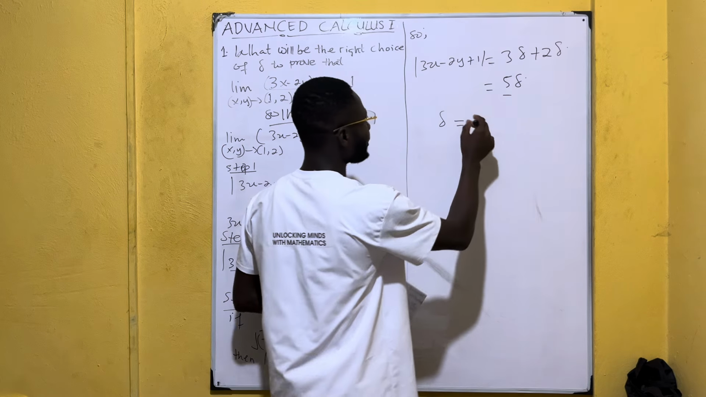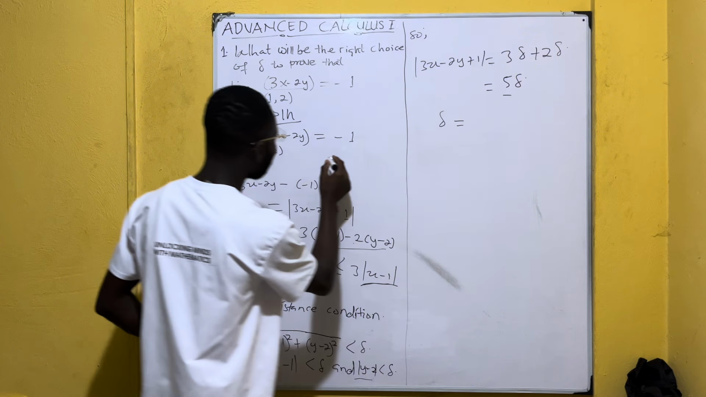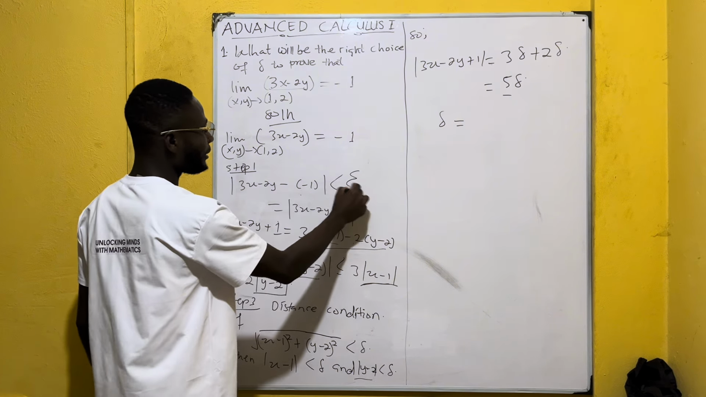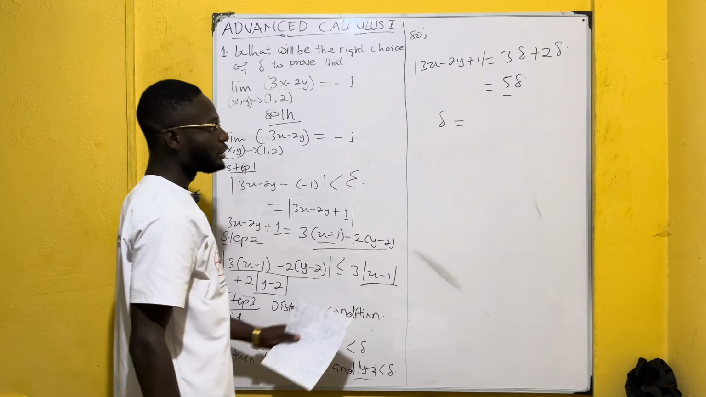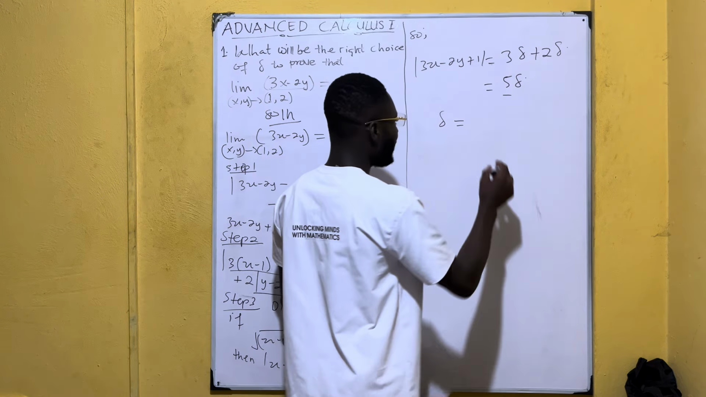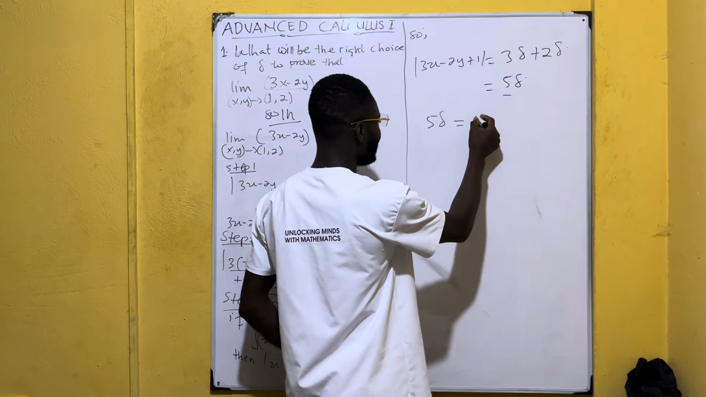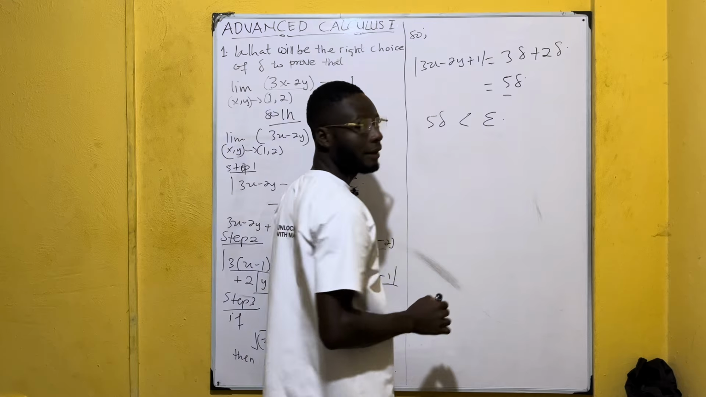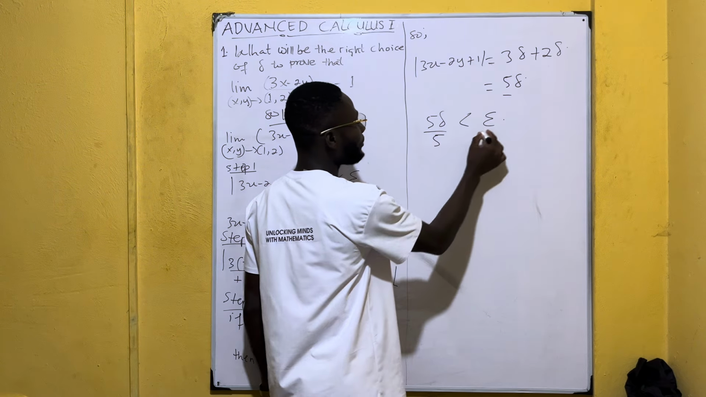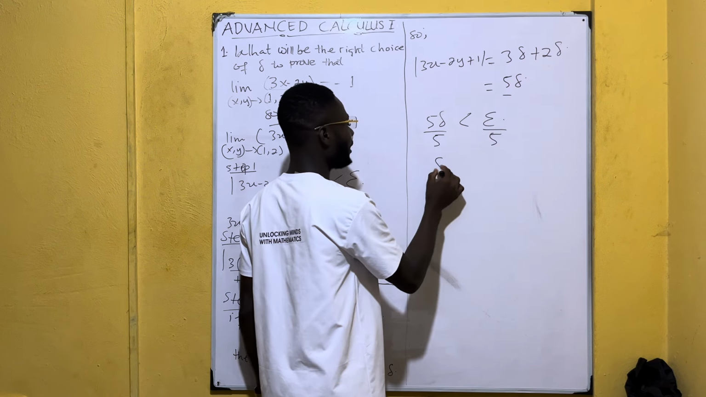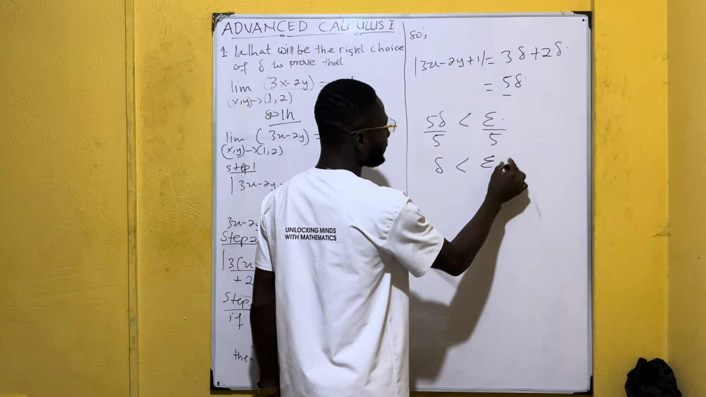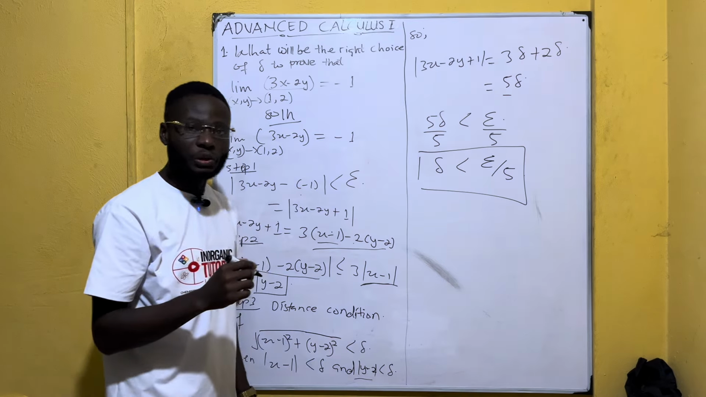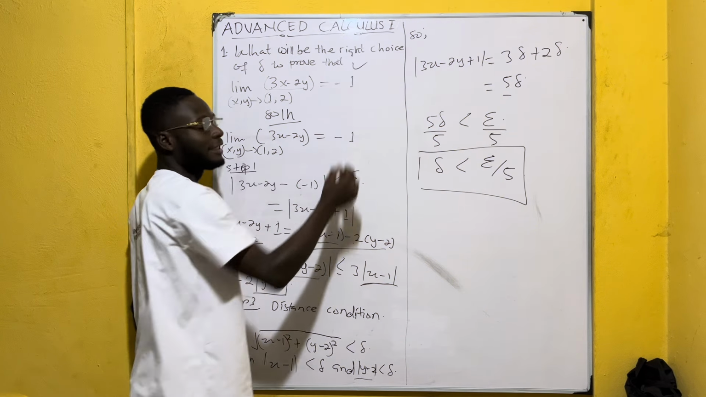So we say that, remember, this place has to be less than epsilon, right? So we are going to say that 5 delta should be less than epsilon. So we divide here by 5, divide here by 5, then we have delta less than epsilon over 5. So this should be the right choice for delta in this particular limit.